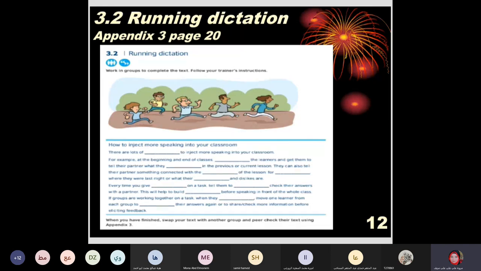Running dictation, from its name, is dictation through running. So maybe you have a reading text, and you provide copies of this text, and you hang them on the walls of the classroom. Okay, and you have another text.